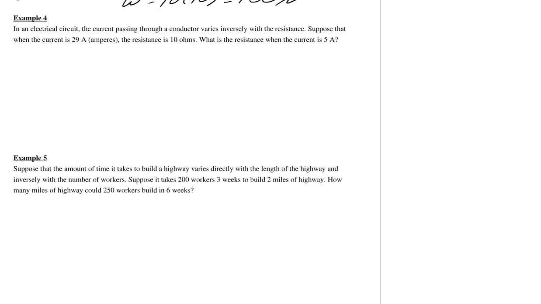In reading this over, it says the current passing through a conductor varies inversely with the resistance. This tells me all the stuff that I need to know, but maybe I don't know what letters I want to assign yet. Suppose that when the current is 29 amps, the resistance is 10 ohms. What is the resistance when the current is, we'll say, 5 amps?